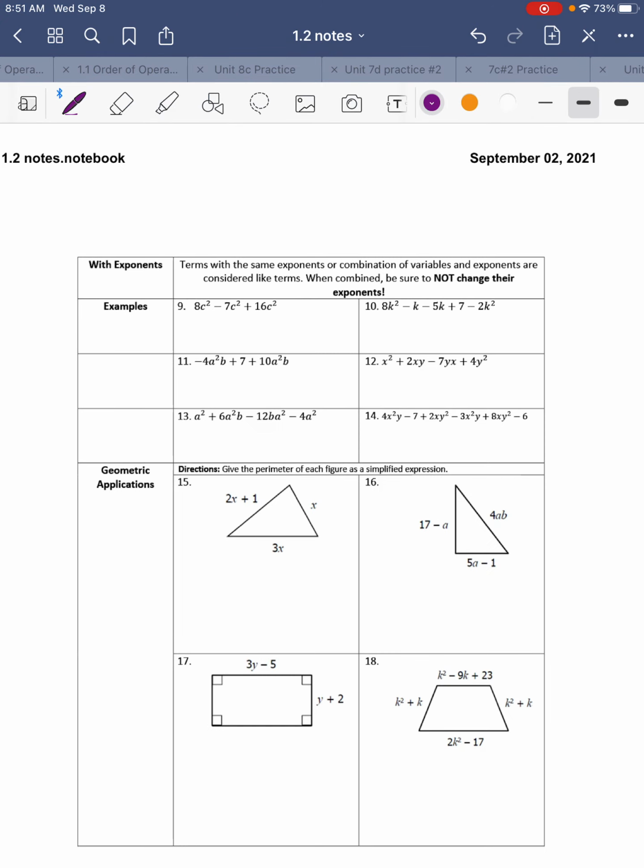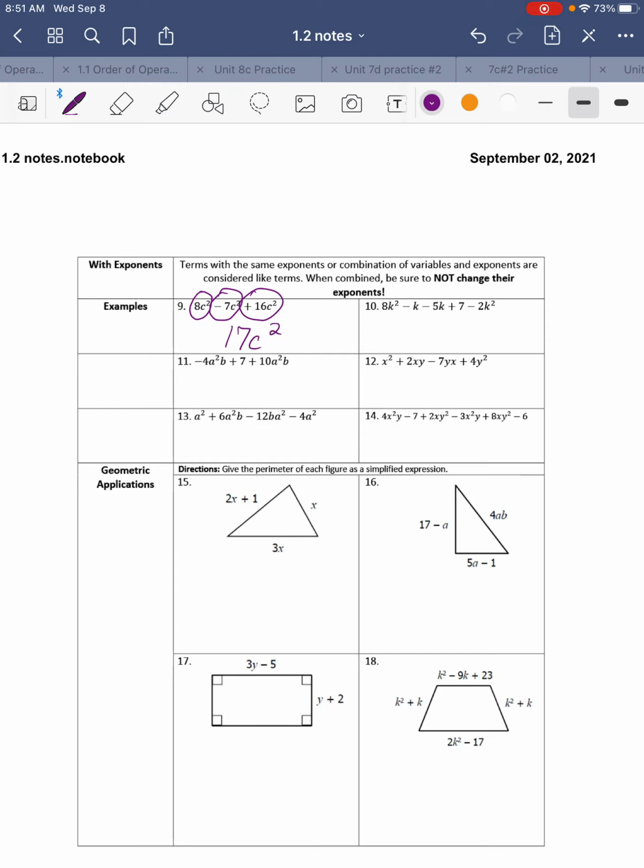On the next page, we're working with exponents. Terms with the same exponents or a combination of variables and exponents are considered like terms. When combined, be sure not to change their exponents. So the way I say about this, we have 8c squareds, and we're subtracting 7c squared. So 8 minus 7 is 1. So we have 1c squared. And then we're adding 16 more. That's going to be 17 total c squareds.